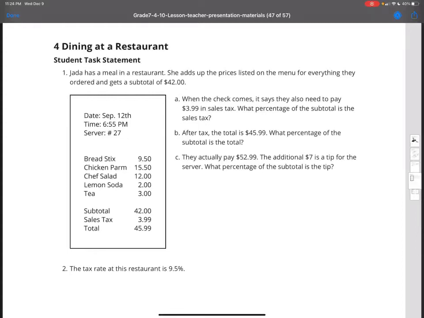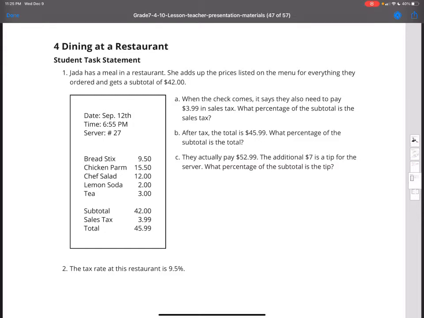Okay, guys, let's look at the question for dining at a restaurant. It says Jada has a meal in a restaurant. She adds up the prices listed on the menu for everything they ordered and gets a subtotal of $42. A is saying when the check comes, it says that they also need to pay $3.99 in sales tax. What percentage of the subtotal is the sales tax?